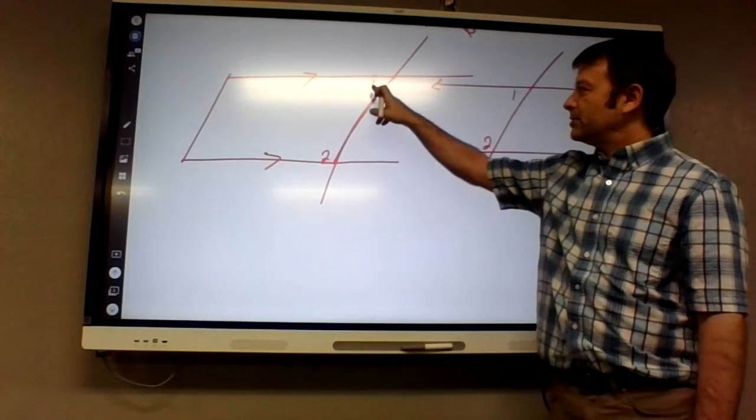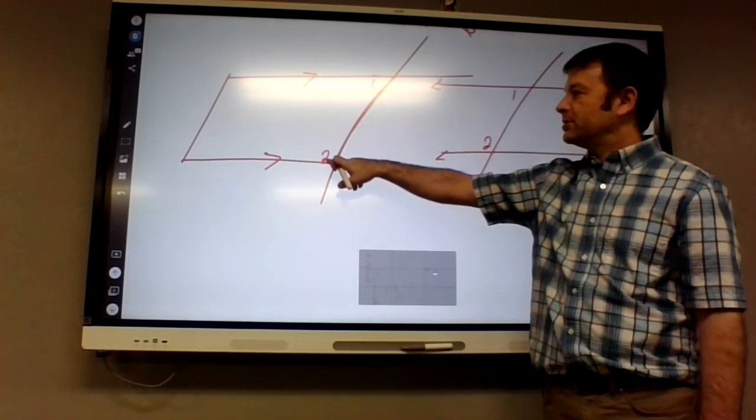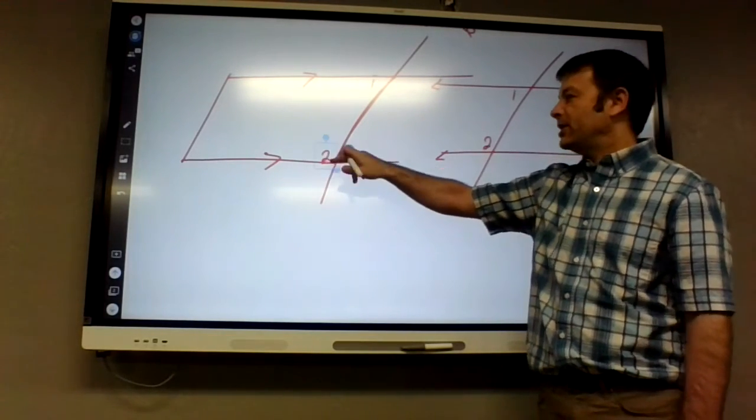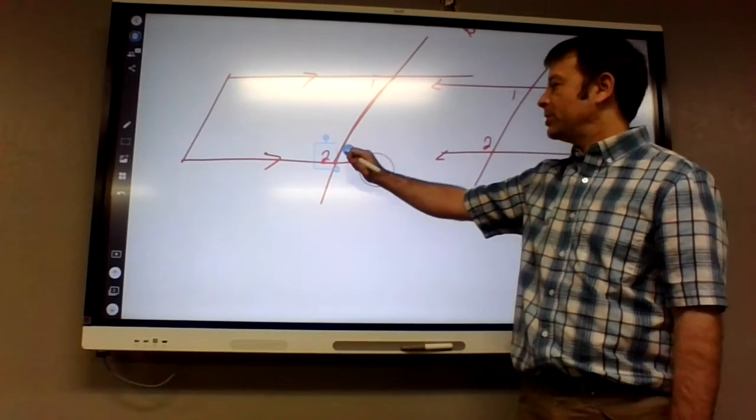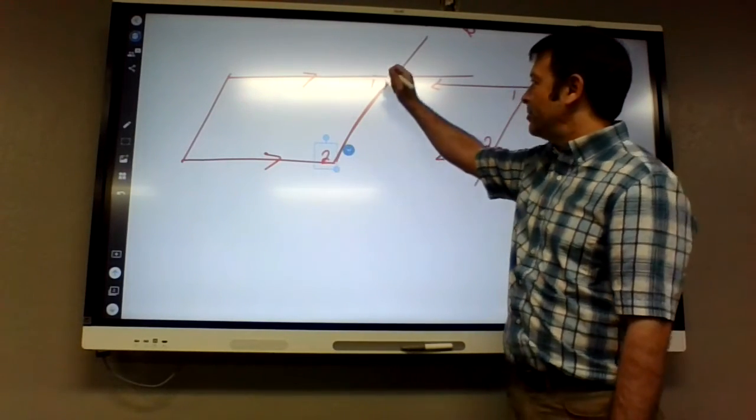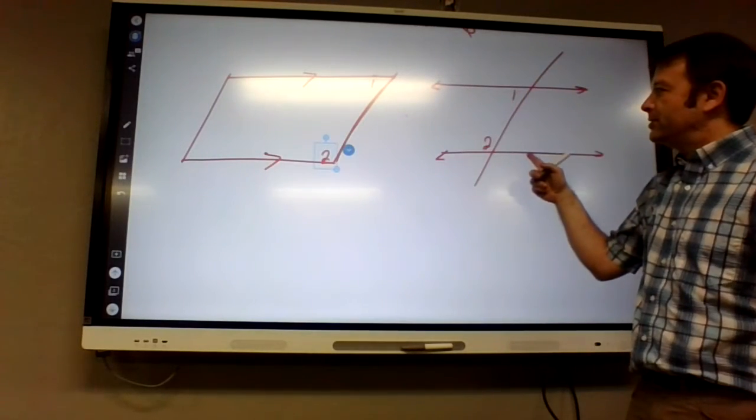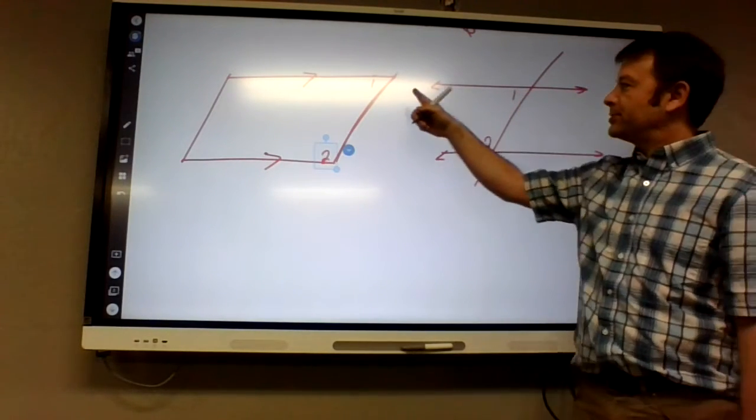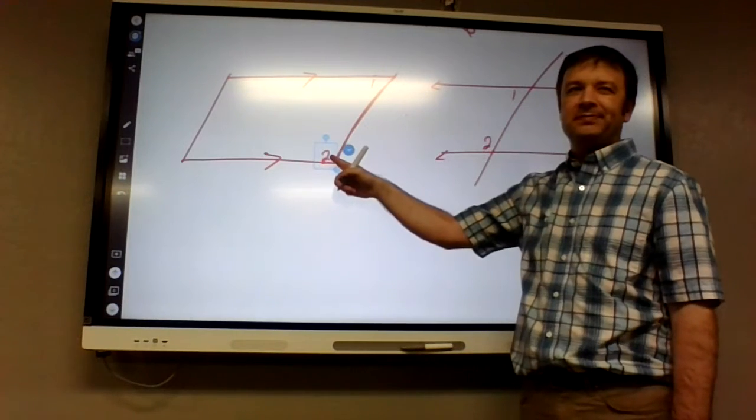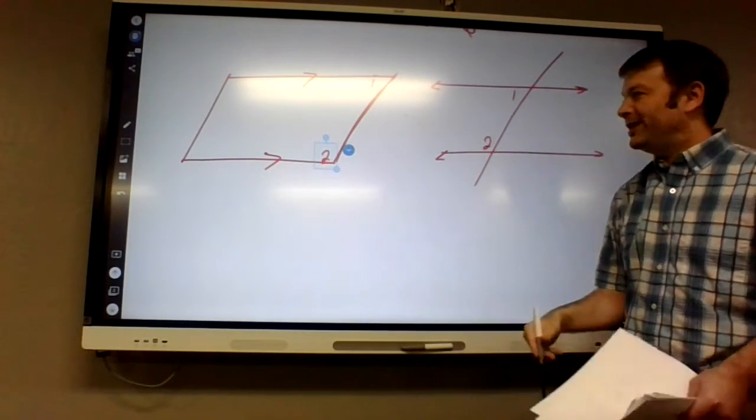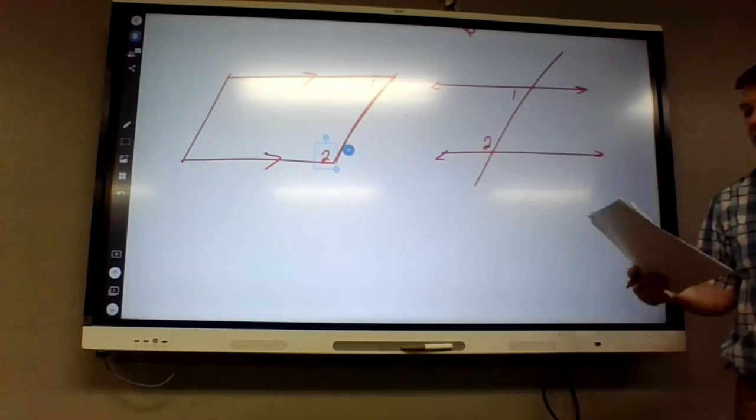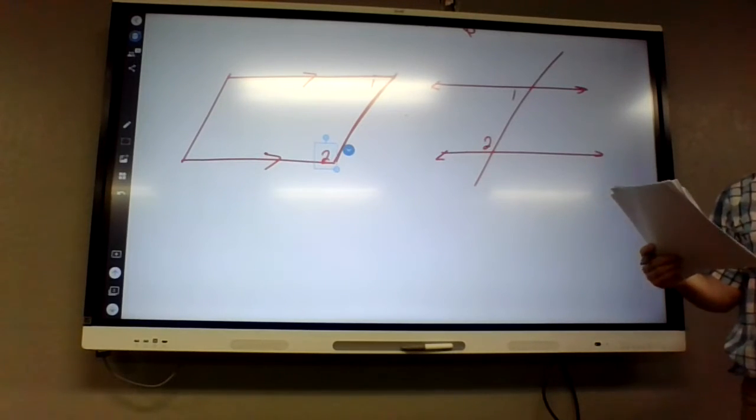Now, what do I know about these two angles? They add up to 180. That's one of the things we're going to learn about parallelograms. It's kind of hard to see though because it doesn't look the same as this picture, right? But these two angles are the same as these two angles. You guys get it? So my point is, when you draw extra lines, sometimes it gets confusing.